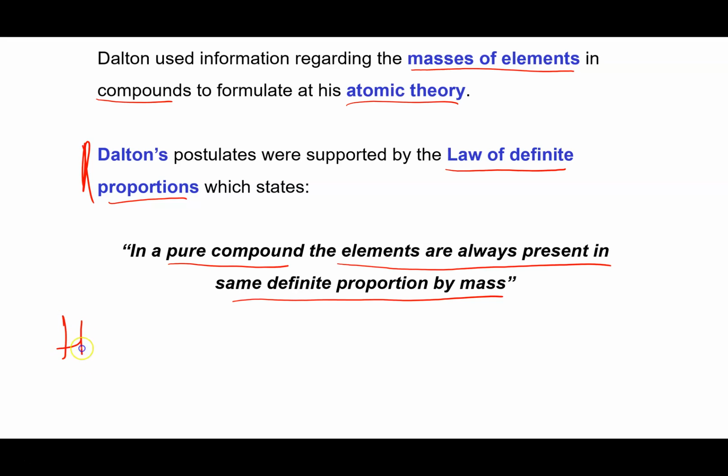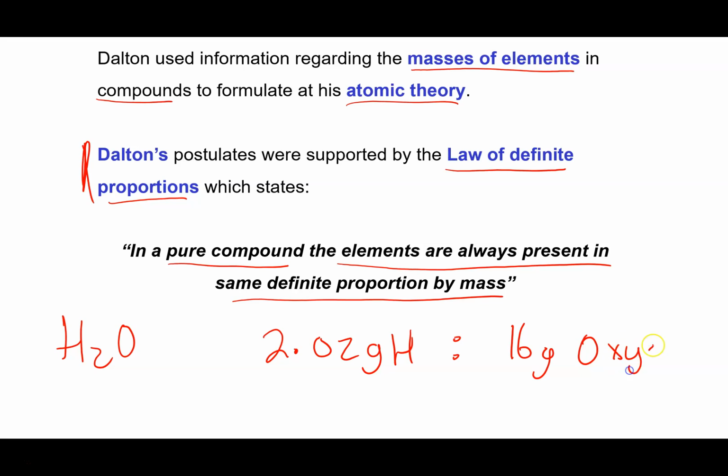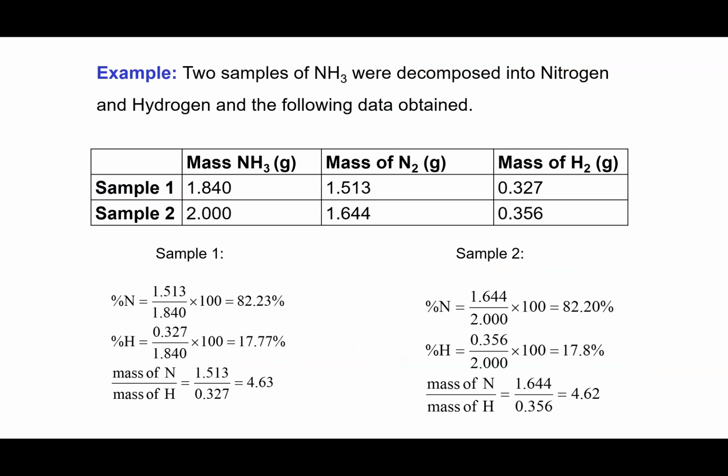So if you take a sample of water, you always get 2.02 grams of hydrogen for every 16 grams of oxygen in any sample of water, whether it's made in the lab, whether it's recovered from a river, whether it falls from the sky. That's how it is, which is kind of interesting. And every compound has its own characteristic ratio of the element parts by mass.